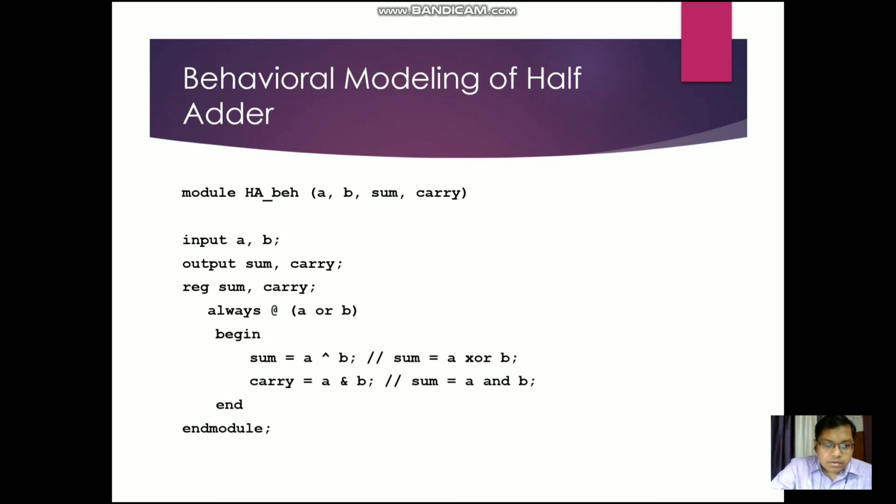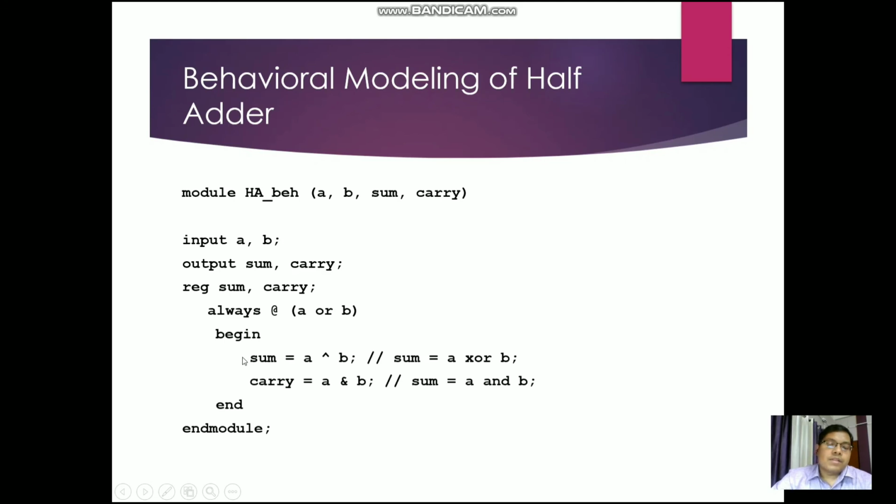So here I have mentioned always at, what are the inputs? Two inputs. If it is a two input half adder, then A and B, so always at the combination of A or B, and then we have to write begin, and we also have to write the operations here, sum and carry. So here we can see that the XOR operation between A and B is performed in sum, and the AND operation A ampersand B is performed in carry.